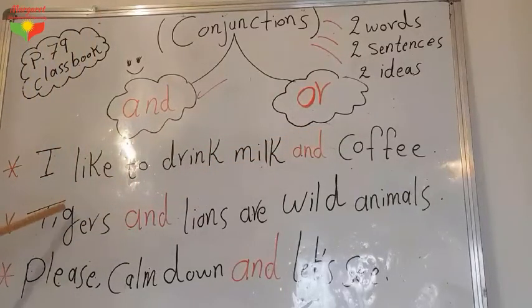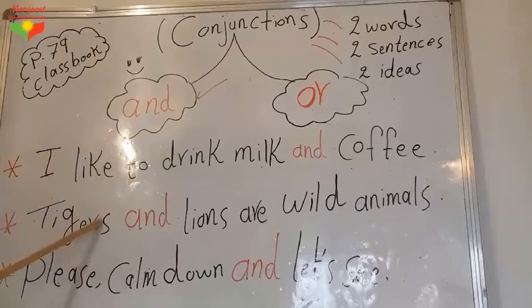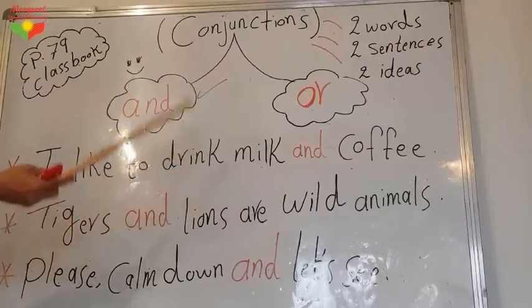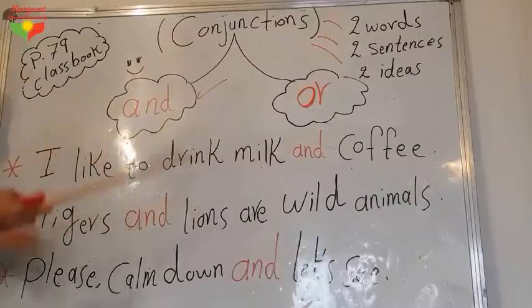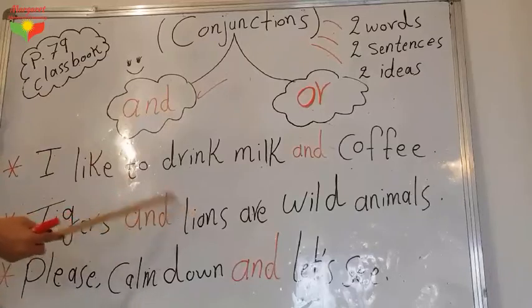The second example. Tigers and lions are wild animals. I wrote the sentence for you. Tigers is a plural noun, lions is also a plural noun. So "and" can connect and join these two plural words together. You can play with the sentence and change the words. For example, you can say, sheep and cows are mammal animals. So "and" is used to join these two words.